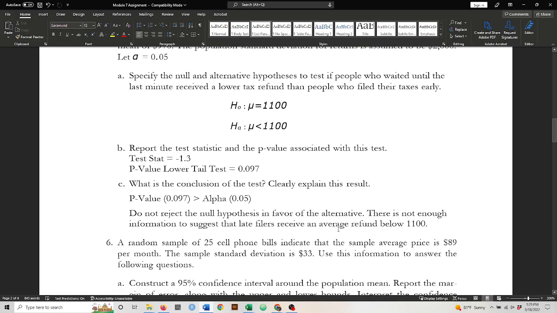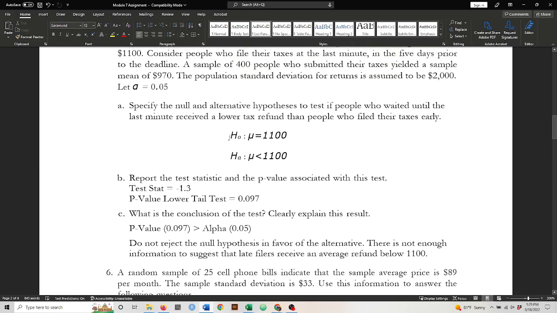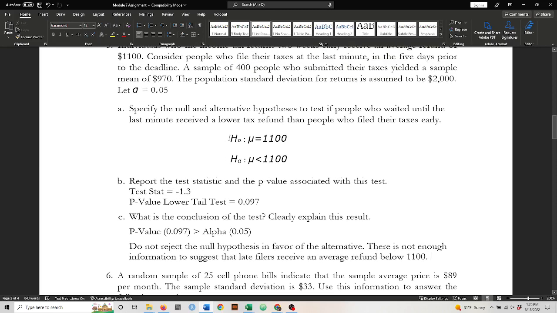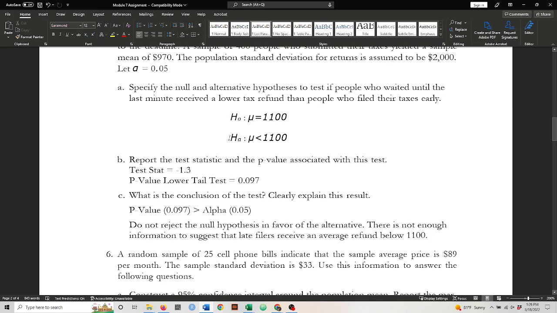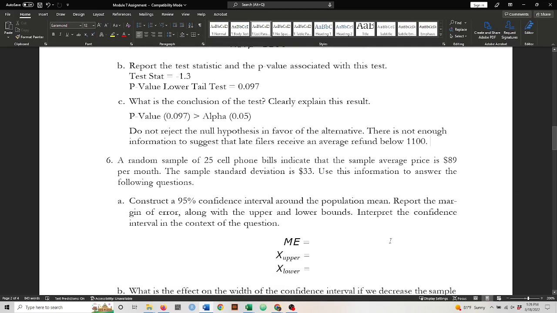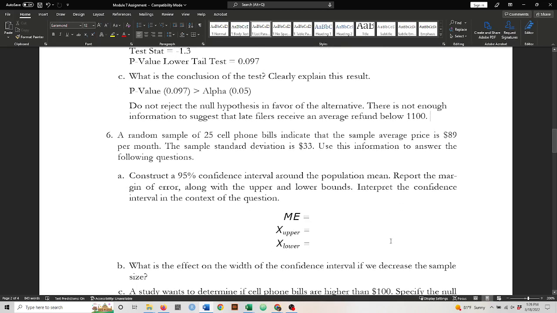All right, this can be quite confusing trying to get all of these pieces correct. There's a lot of steps to follow to get to this level. That's why it's nice to have the template set up so that it just gets it for you. Okay, so that was number 5. This looks good. Again, the result: we do not have enough information to suggest that late filers receive an average refund below $1,100. And so people should be able to understand that.